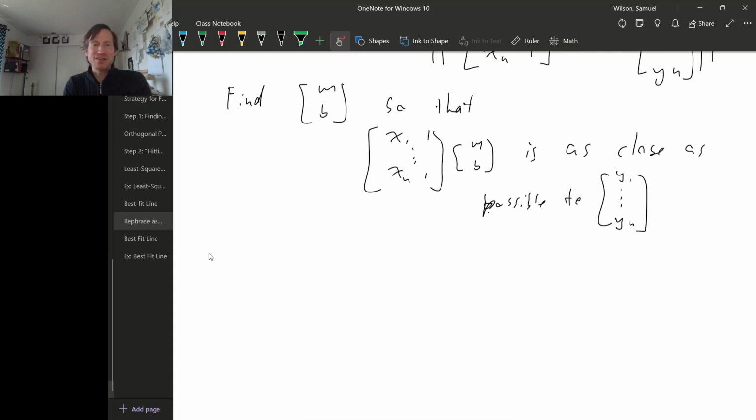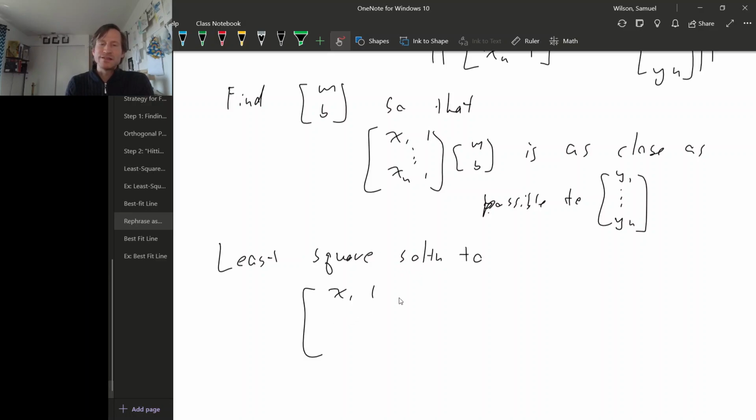So really what we're asking for, translating this all into linear equation language, is a least squares solution to this equation: the matrix with rows (x1, 1) down to (xn, 1) times (m, b) equals (y1 down to yn). Okay?